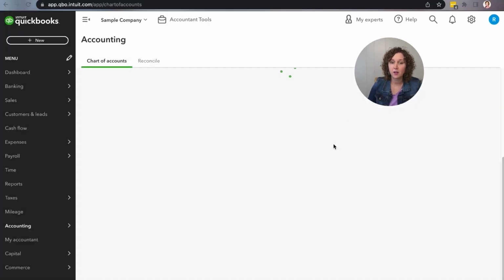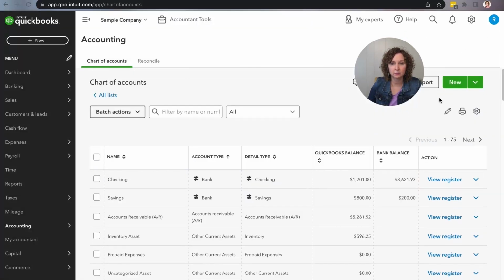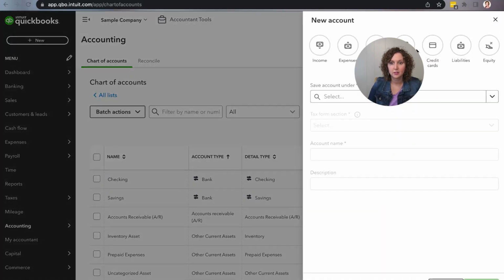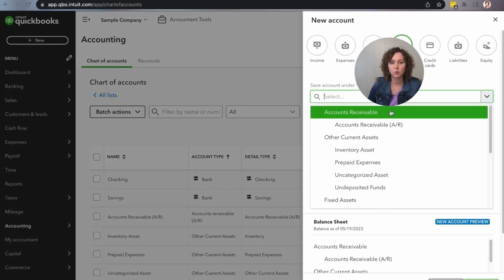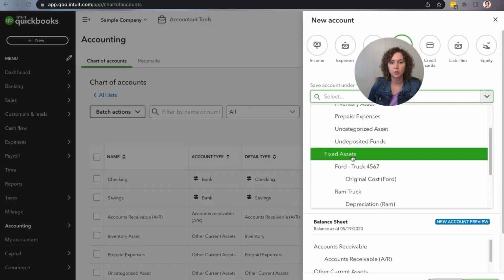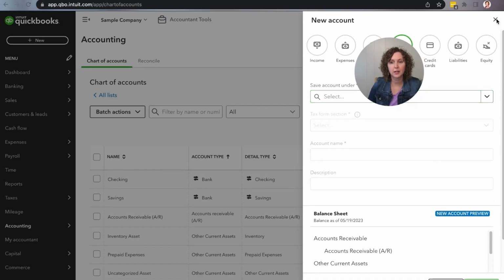Okay. If you've never set up an asset, I just want to let you know how to do it. You literally are clicking here, new, clicking on asset, and then walking through those steps as I just showed you. You create your fixed asset first, then you add your sub accounts if you want to.